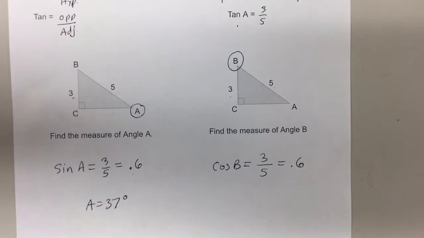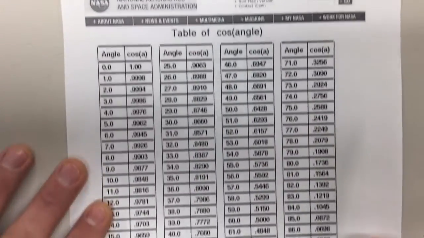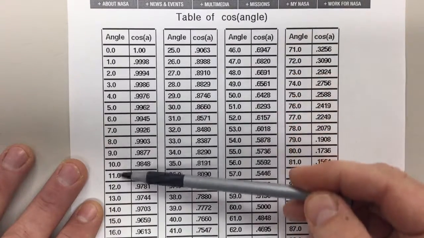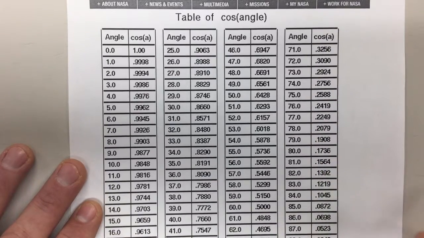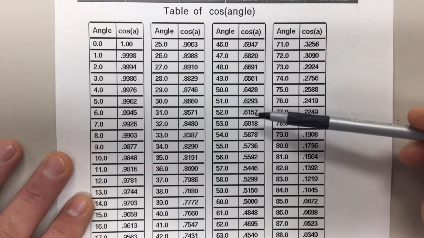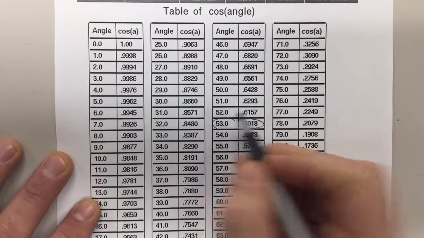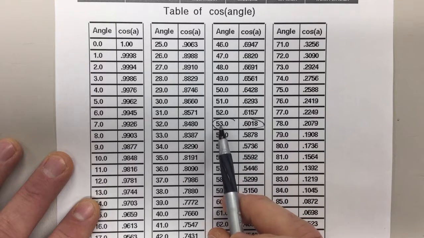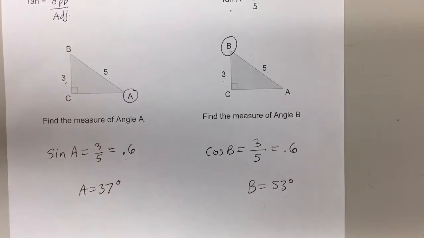Since I'm using cosine this time, I have to use the chart for cosine. You notice this chart is labeled cosine. And it's set up exactly the same way. Angle in the first column, cosine in the second. So I'm searching for a cosine of 0.6. You'll notice it's in the third column. Get as close as I can to 0.6, and that tells me the angle must be 53 degrees. So angle B equals 53 degrees.